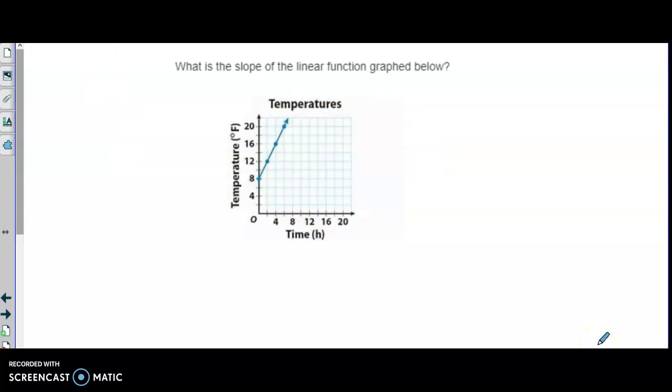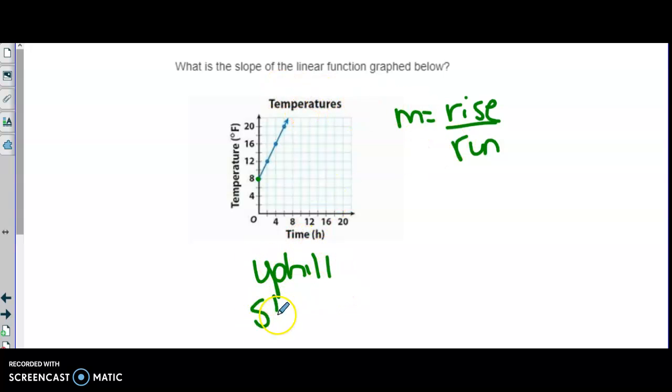What is the slope of the linear function graph below? So remember, slope is your rate of change, and when we look at a graph, we usually think of it as rise over run. So let's start from our bottom point. Oh, and I like to always figure out if it's positive or negative first. This is going uphill, so I know that the slope has to be positive. All right, so I'm going to start at the bottom, and I'm going to rise up and run over.